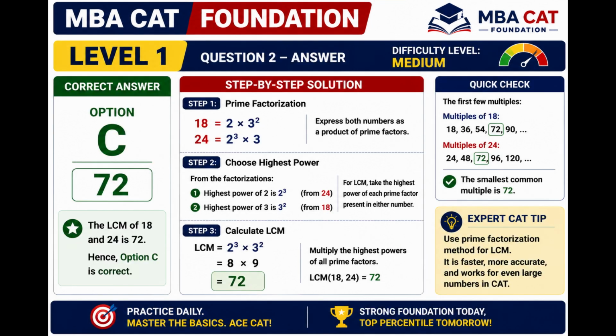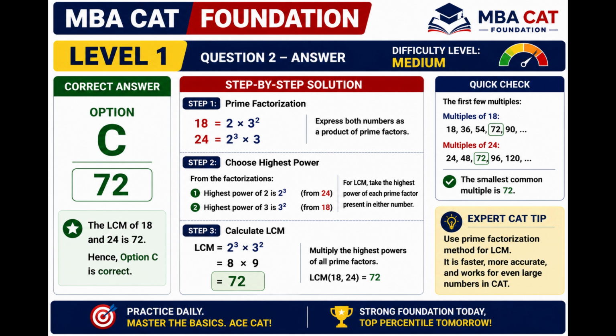Let's check the correct answer together. The correct answer is option C, 72. Let's solve the question step by step using the prime factorization method, which is the fastest and most reliable approach for CAT. Step 1. Write the prime factorization.